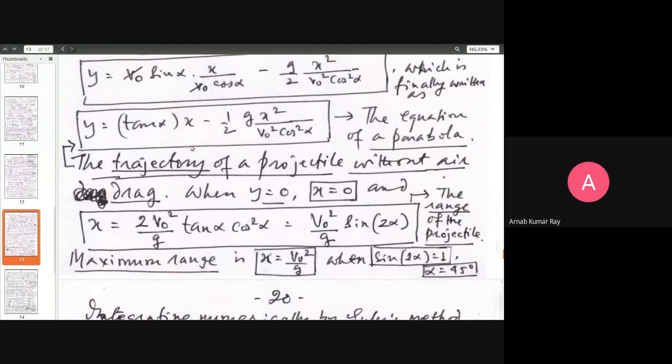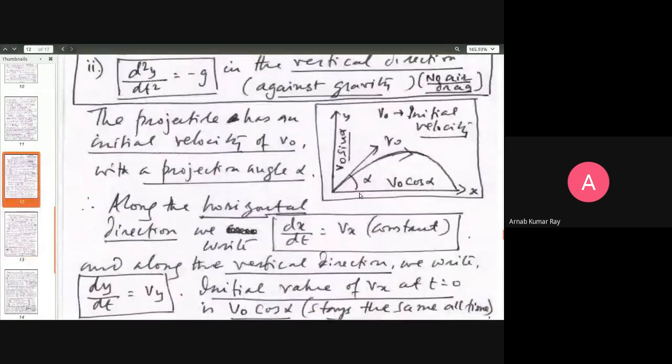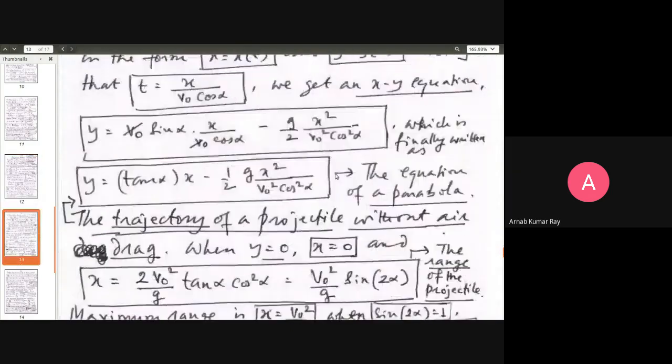Let us see this graph, this is y. y is equal to 0 at 2 points, when x is equal to 0 and when x is a non-zero value here. So we can solve for that. This distance, from x equal to 0 to where the projectile lands, is the full range of the projectile. So we shall look at that now.